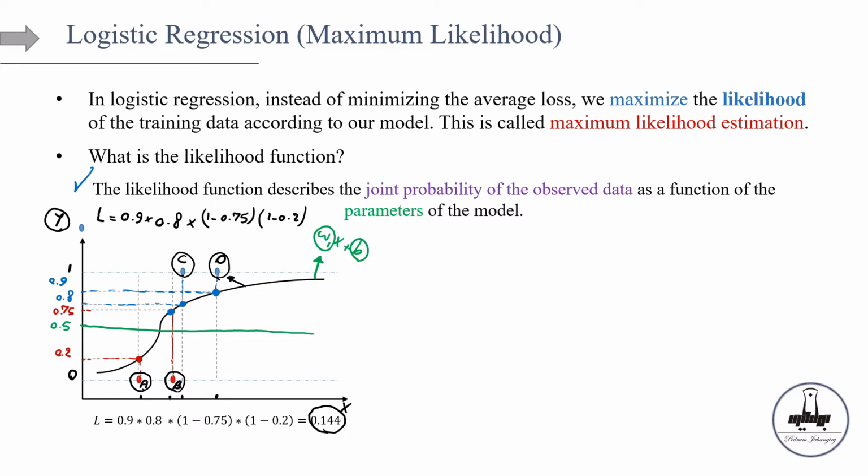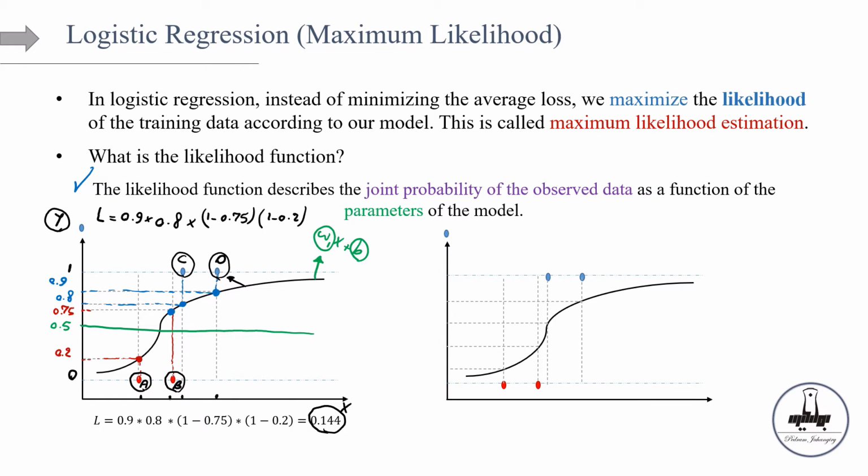So let's look at another S-curve with different W1 and B. Imagine this S-curve has another, let me call it W prime 1 X plus B prime, right? So this is another representation of the S-curve. Now let's recalculate these likelihood functions, right? Again, we are talking about points A, B, C, and D, exactly the same points. C and D in reality are blue. A and B in reality are red, right?